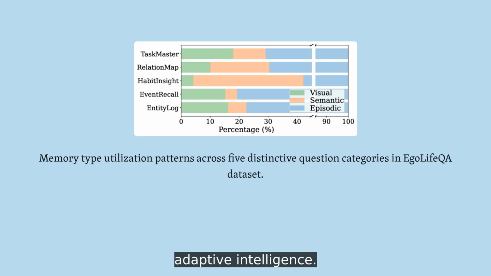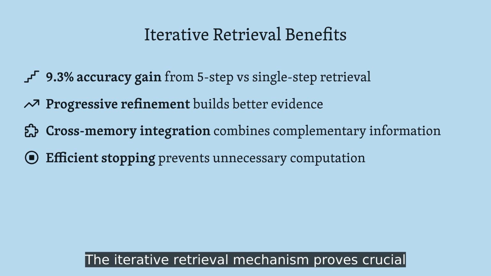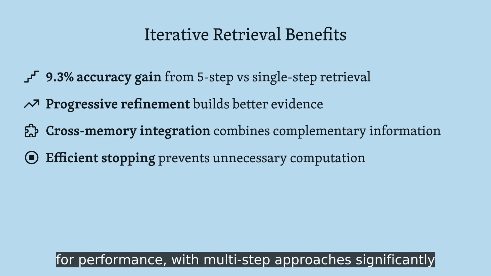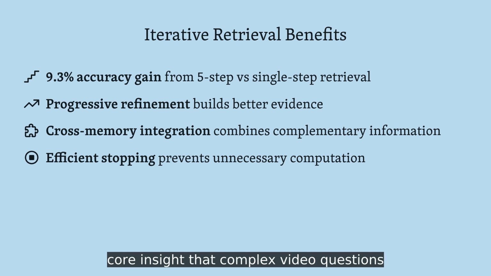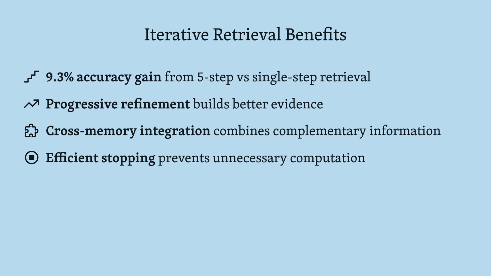The iterative retrieval mechanism proves crucial for performance, with multi-step approaches significantly outperforming single-shot retrieval. This validates the core insight that complex video questions often require gathering evidence from multiple memory sources.